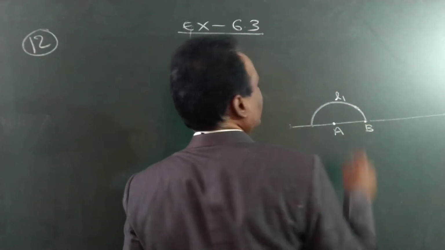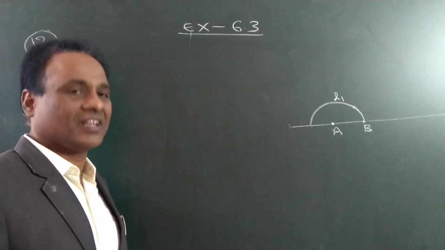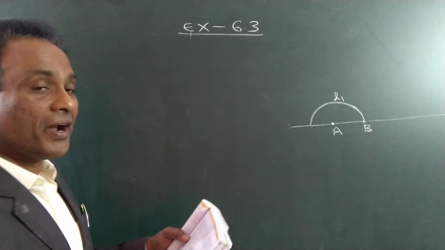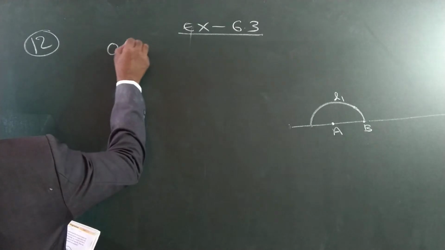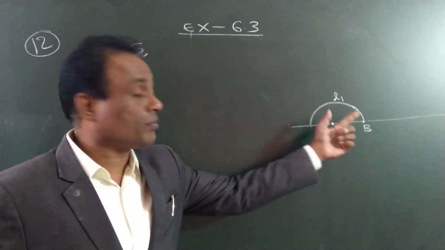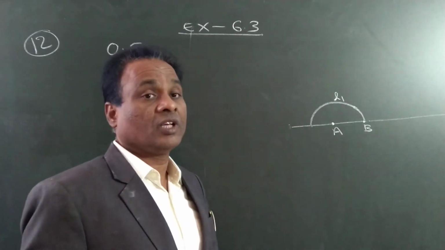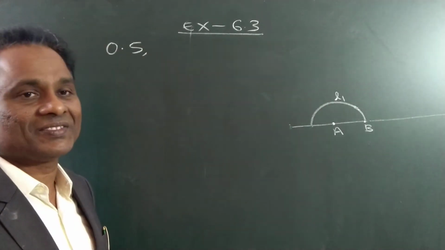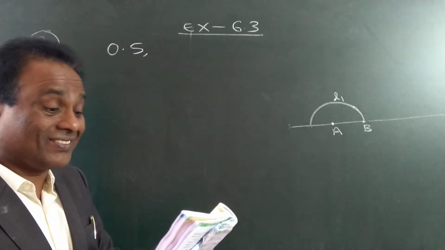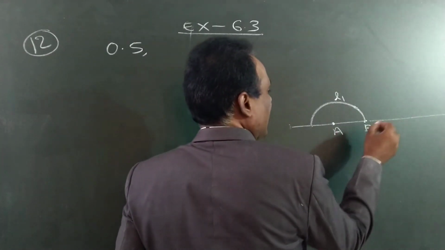Say L1 is the semicircle. First semicircle is L1. There it is also mentioned that the semicircle radius is 0.5. Radius of this first semicircle is 0.5. Next, the second semicircle is drawn, with B as center.